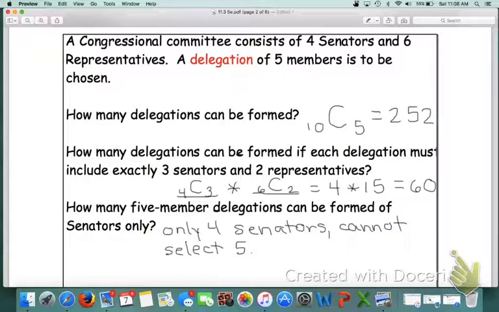So how many 5-member delegations can be formed? 0.